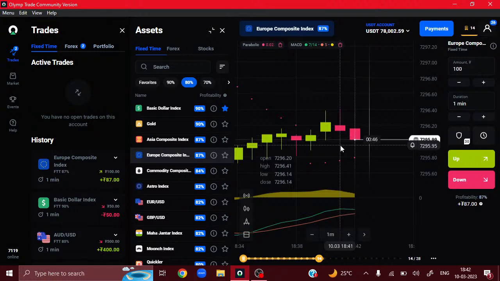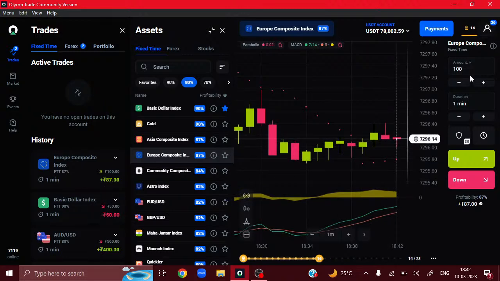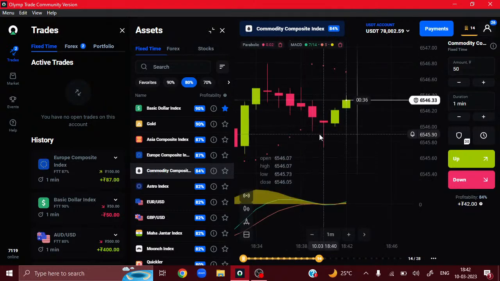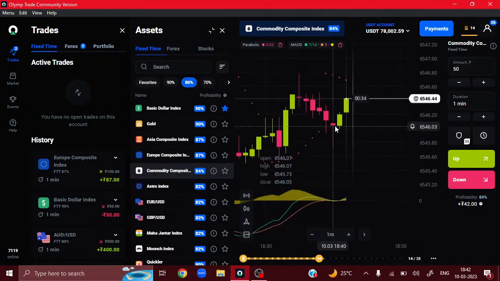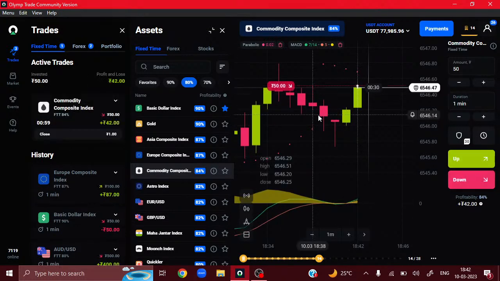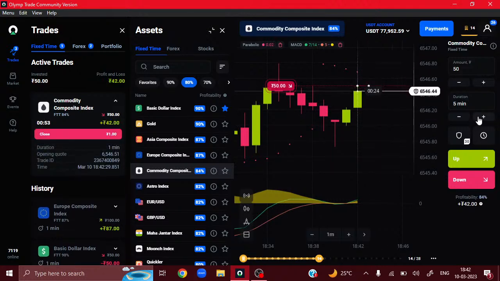Okay, so now let us try to enter into one more trade. So I will again now return back to the basic amount, which is 50 USD, USDT. Okay guys, here we can see that a dragonfly doji candle has appeared. Oh, I missed. So I was supposed to make this trade in the upward direction, but by mistake I entered into a downward direction.